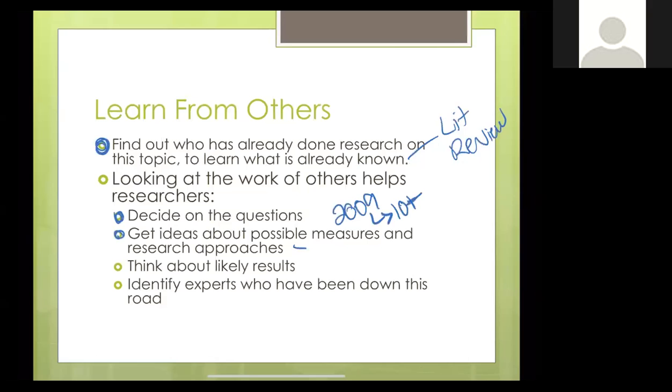This right here, methods. This is a methods class. You need to figure out how you're going to measure things, how you're going to collect data, and what approach to take to analyze data. This is where you can gain that information, from doing the literature review and figuring out how people designed their own research. Think about likely results.